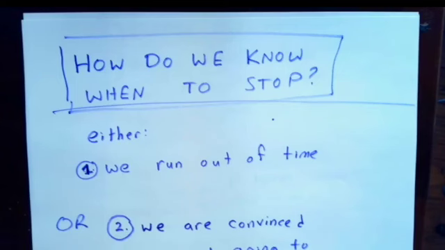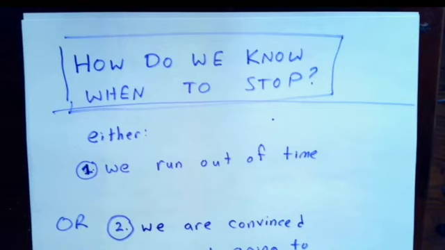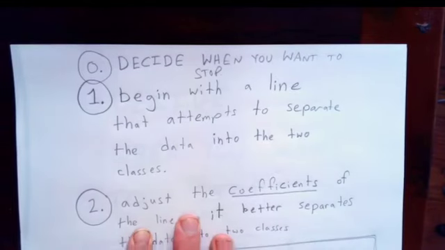So how do we know when to stop? Either we run out of time, or we reach a point where we're convinced that we aren't going to improve, which means that we see diminishing returns for our efforts. So for logistic regression, first we decide when we want to stop. Second, begin with a line that attempts to separate the data into the classes. Third, we adjust the coefficients of that line so it better separates the data into the classes.